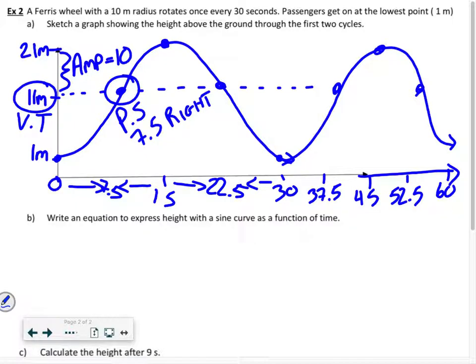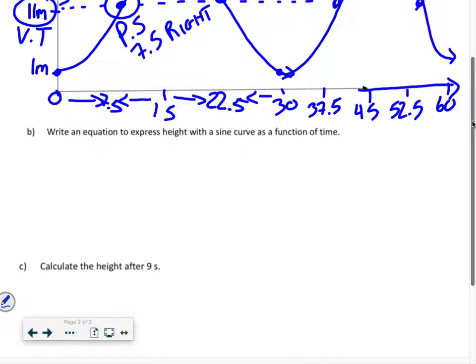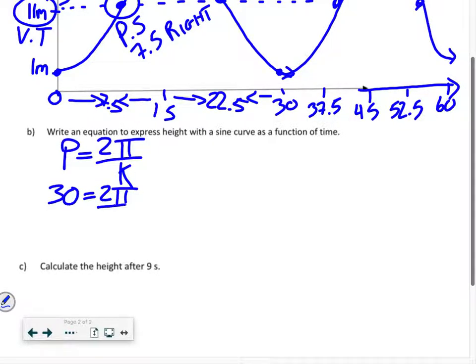And my period is 30. This is what we're going to need to figure out here. We need to figure out our k value. And remember, period is 2 pi over k. So we've got 30 equals 2 pi over k. Our pi and our 30 are going to switch, and we're going to get k equals pi by 15.